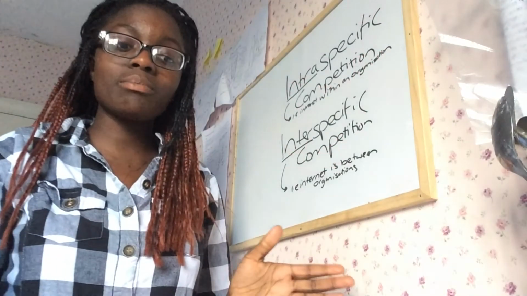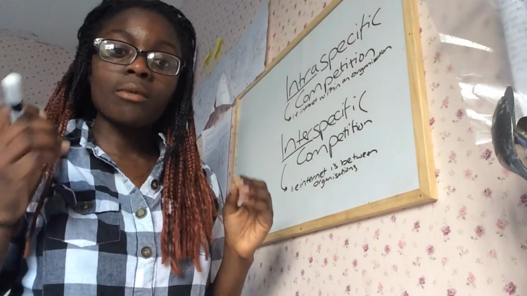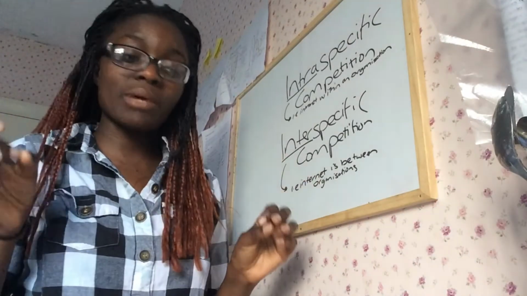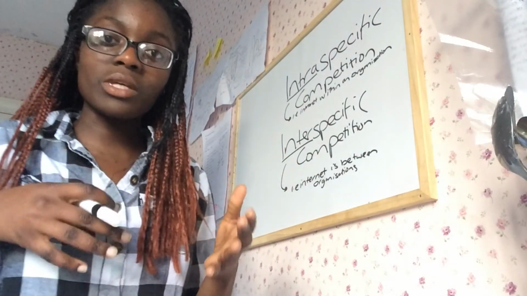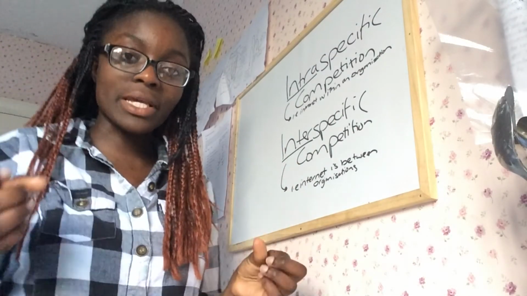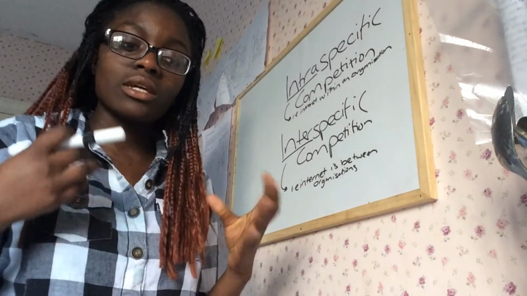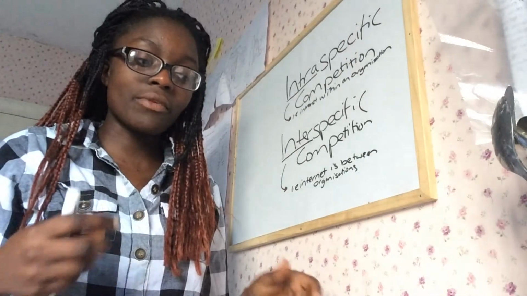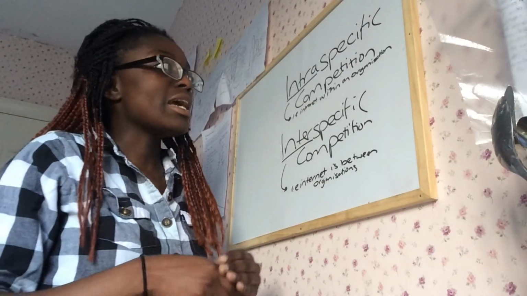So in nature, plants and animals have to struggle to survive. Plants will compete for light, space, water, and nutrients. However, animals will compete for reproductive partners, space, shelter, and food. There are two types of competition in nature. You have intraspecific competition and interspecific competition.